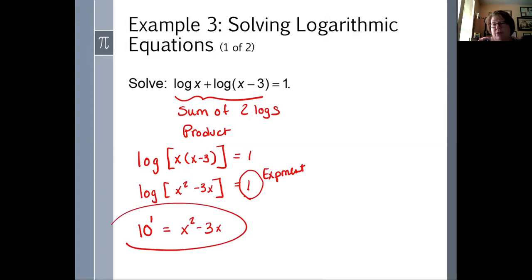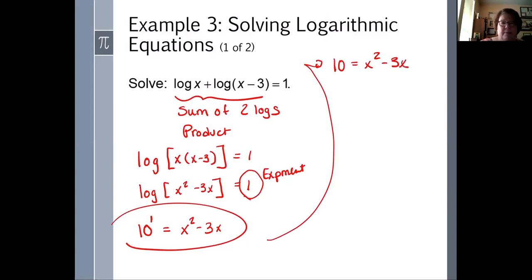This is a quadratic equation, and it's a quadratic equation because it has an x squared in it. So how do you solve a quadratic equation? You're going to put this in standard form. You're going to get everything on the left-hand side or the right-hand side and 0 on the other. Then you're going to either factor it or use the quadratic formula. And this is factorable, so I'm going to factor it. I'm going to write it up here. We have 10 equals x squared minus 3x. 10 to the first power is 10. I'm going to subtract 10 from both sides. Just rewrite it. X squared minus 3x minus 10 is equal to 0.